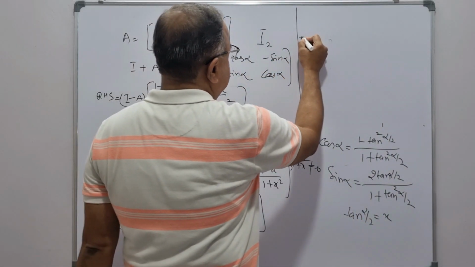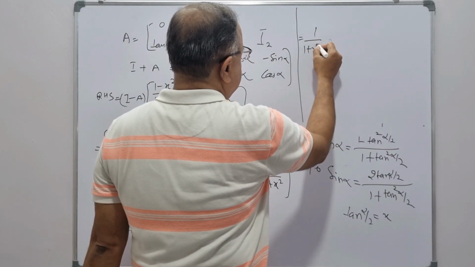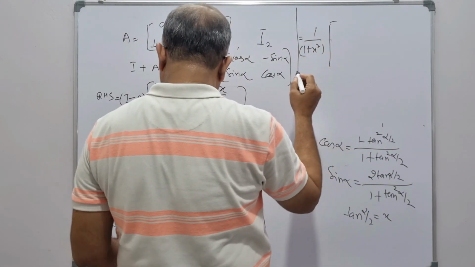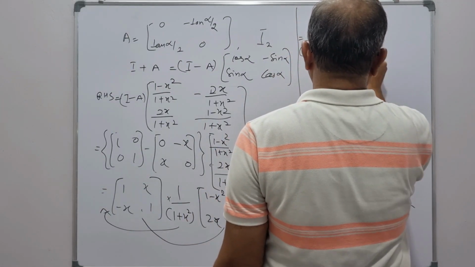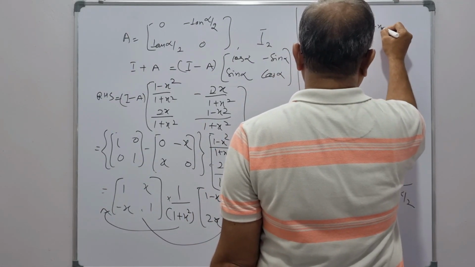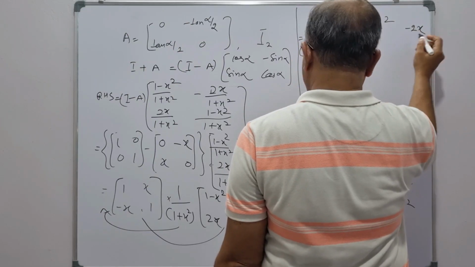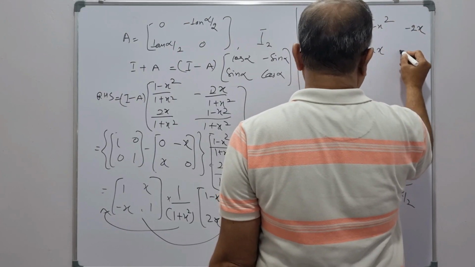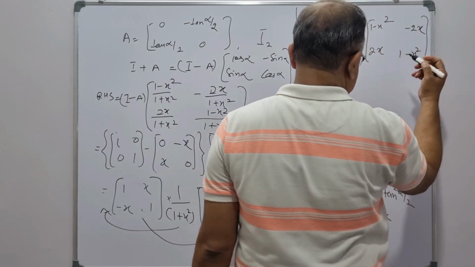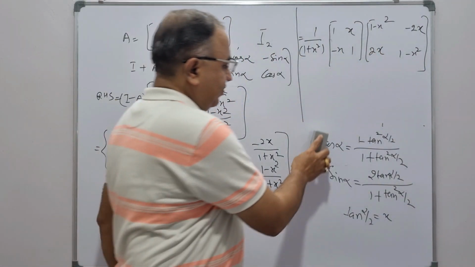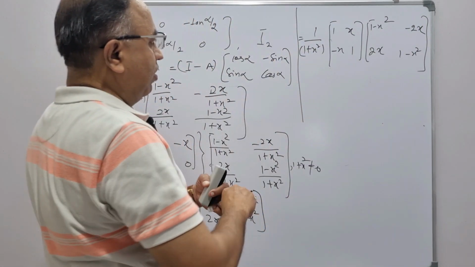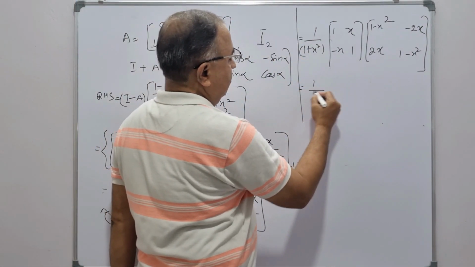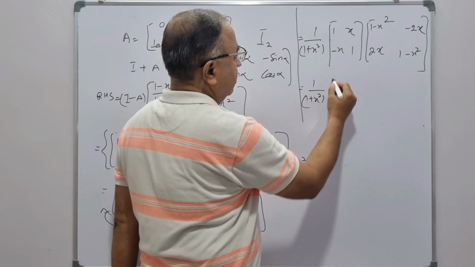Now the constant scalar I am writing here is 1 upon 1 plus x square, and these two matrices are here: 1 x, minus x 1, multiplied by 1 minus x square, minus 2x, 2x, and 1 minus x square. I will drop this. Now you have to simplify this. Simple. The scalar will always stay outside, multiplied.